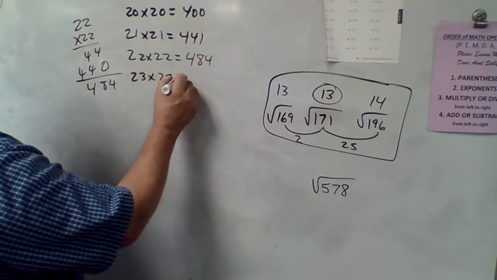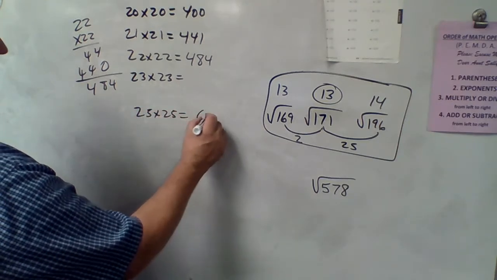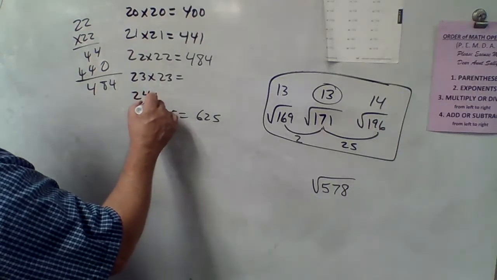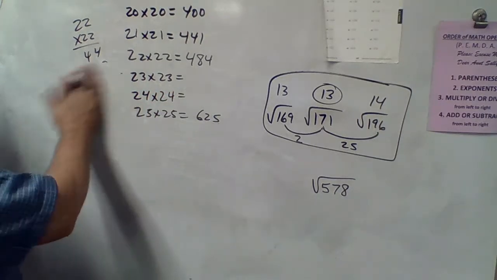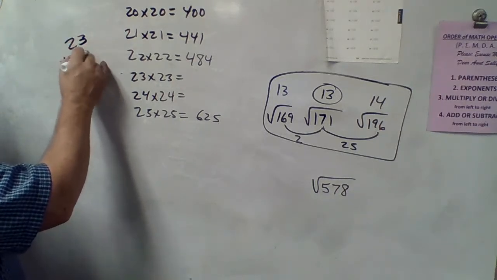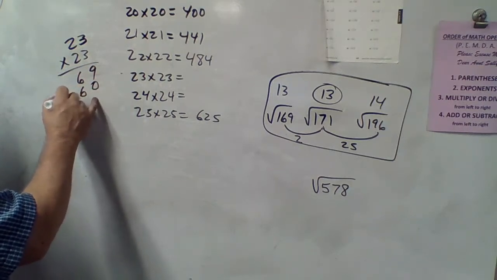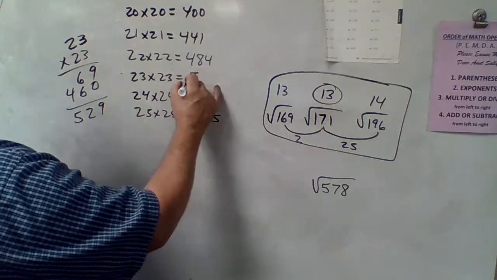What's 23 times, oh, by the way, I do know what 25 times 25 is. That one I've got memorized. That's 625. I still maybe need to figure out these before I can solve that problem. What's 23 times 23? Well, it's 529.